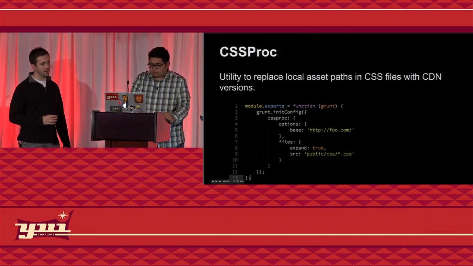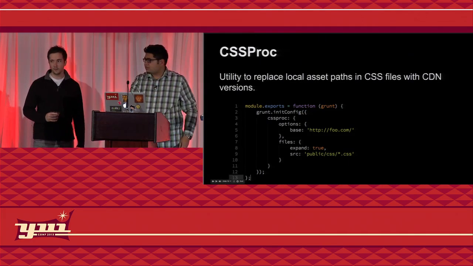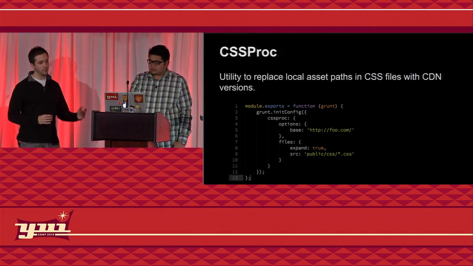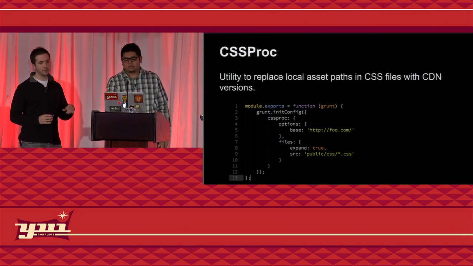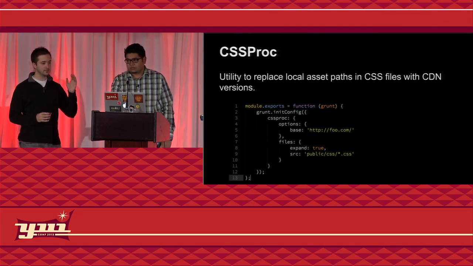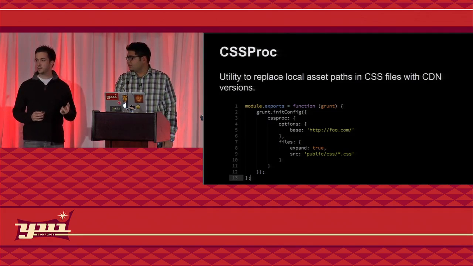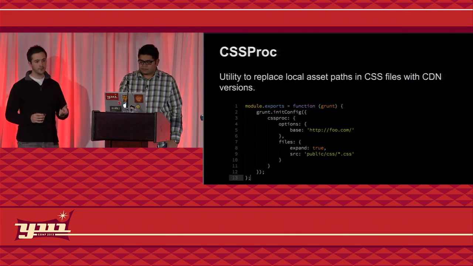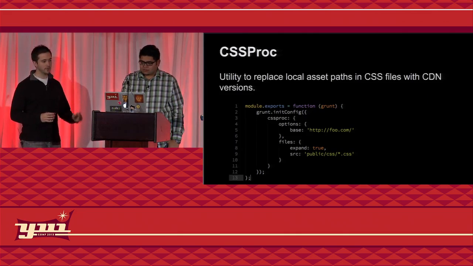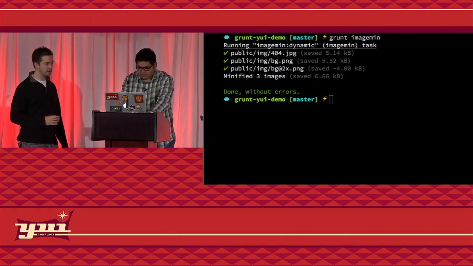So the next one, CSS proc, was actually written by Dave Glass. And we created a Grunt task wrapper around that to basically, all it does is it looks through your CSS files, looks for any local file paths, and switches them out with the CDN version. So it's really useful. You don't have to go and do it yourself or however else you're doing it before. So you can see that real quick.